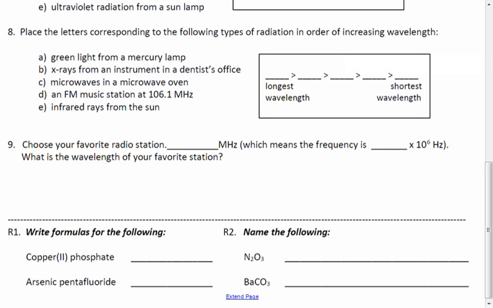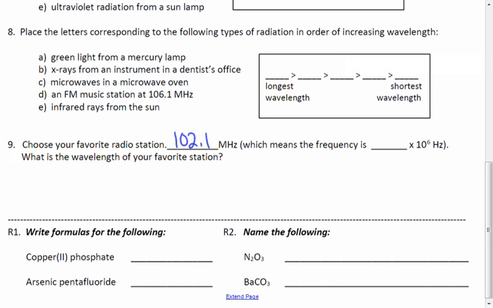For this one, you need to pick your favorite FM radio station. It can't be like XM radio or anything like that. So choose your favorite radio station and write down that frequency. I'm going to go with 102.1. So you write down your favorite radio station.